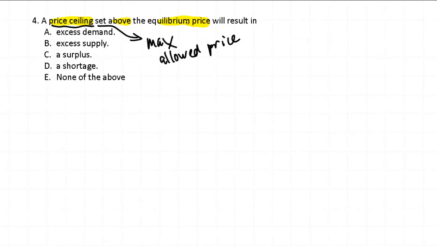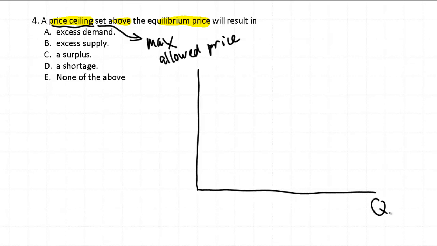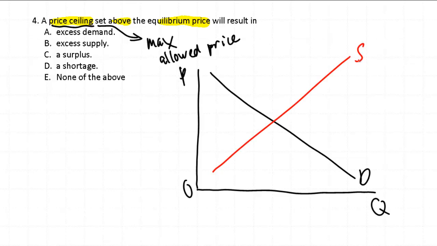Now, if somebody sets it above the equilibrium price, let's draw that. Let's see what that looks like. Okay, so here's our demand curve here. And here's our supply curve. Now in this case here, an example of a price ceiling would be rent control. So rent control can be a type of price ceiling.